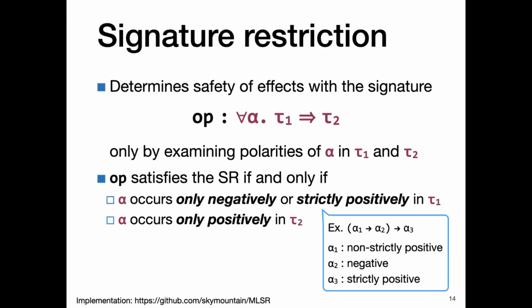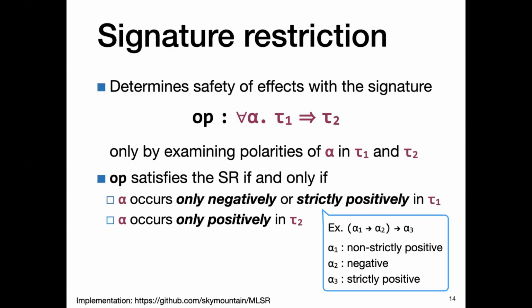Here, let me recall what is meant by strictly positively. In this simple function type, the occurrences of alpha 1 and alpha 3 are positive, but only the occurrence of alpha 3 is strictly positive. This is because the occurrence of alpha 3 is reached by going through only the positive part of the function type, but the occurrence of alpha 1 is reached by going through a negative part of the function type constructor. So this is the difference between the properties of alpha 1 and alpha 3.